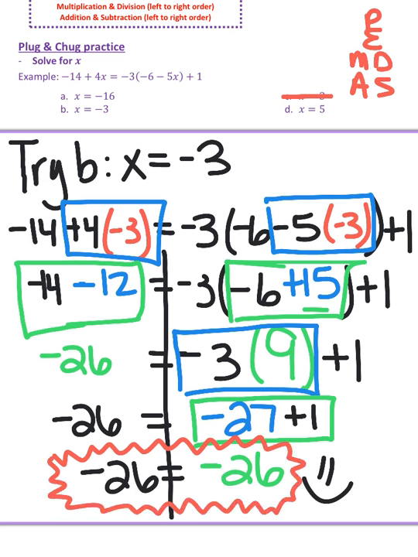So I have to go back up to the top and look, what was I trying? I was trying letter B, x equals negative 3. I ended up getting the same thing on both sides of the equal sign. So that tells me x equals negative 3 is actually my answer. And on the test, I could put that answer in and confidently move forward knowing I got that one correct.